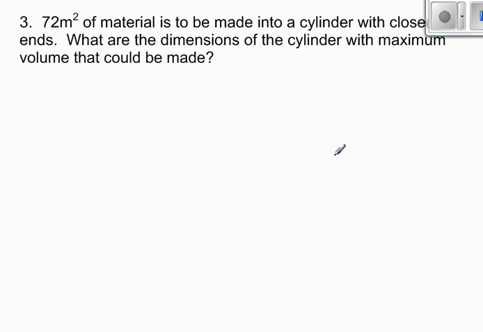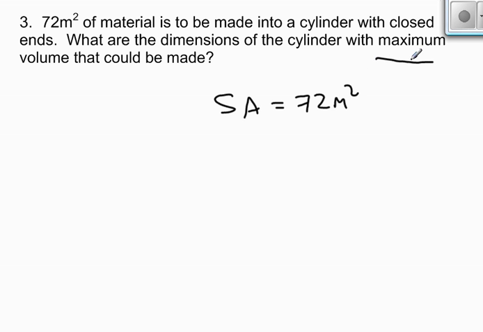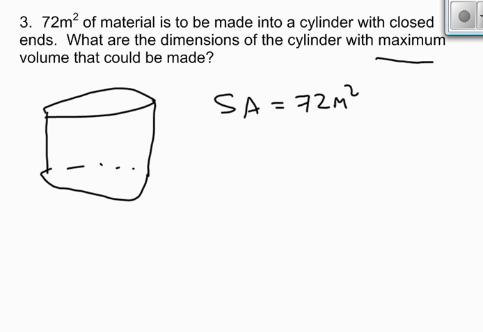It says 72 meters squared of material is to be made into a cylinder with closed ends. What are the dimensions of the cylinder with maximum volume that could be made? So again, maximum volume. So I must know surface area. Surface area is 72 square meters. Now, if I'm maximizing, I'm optimizing. And an optimized cylinder has a diameter that matches the height. So I'm going to call the diameter x, and I'm going to call the height x.